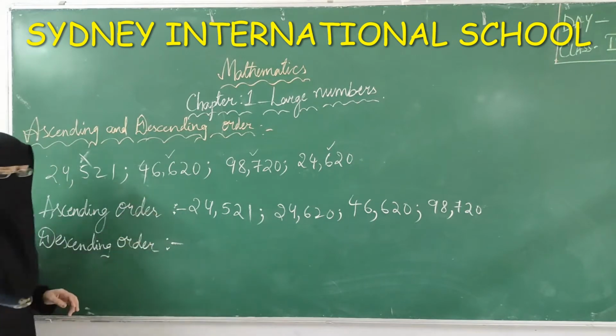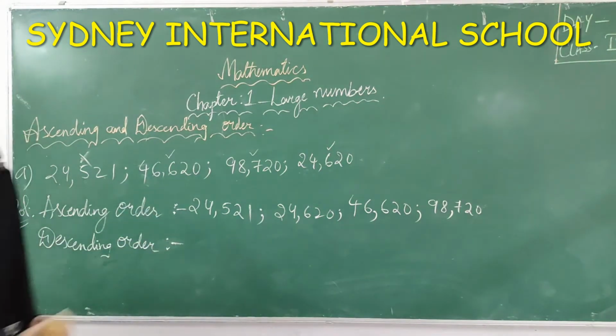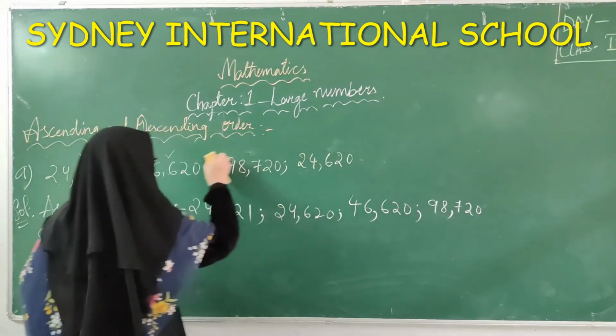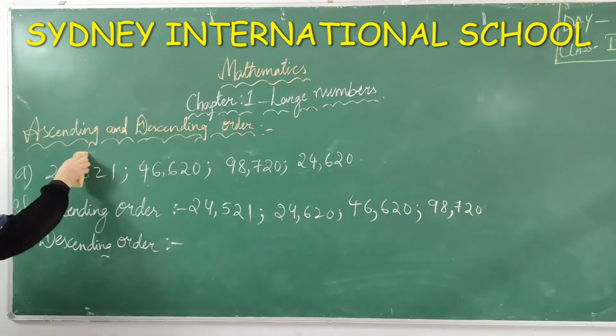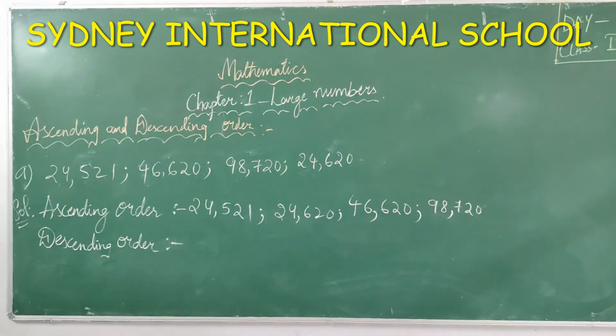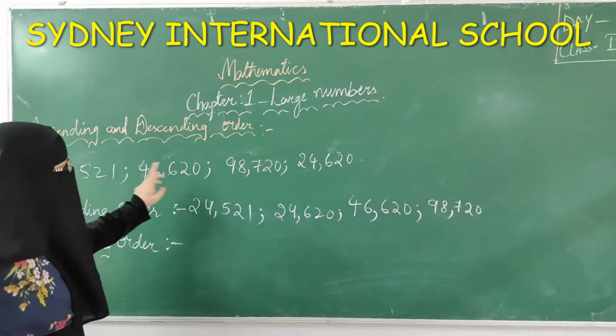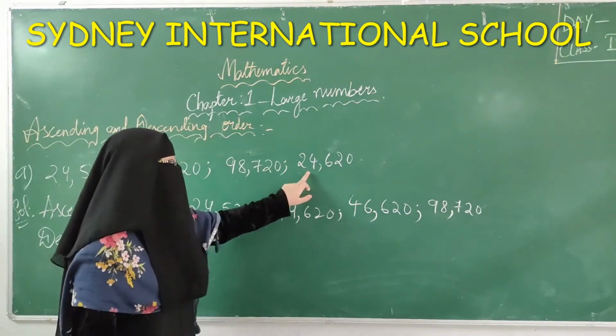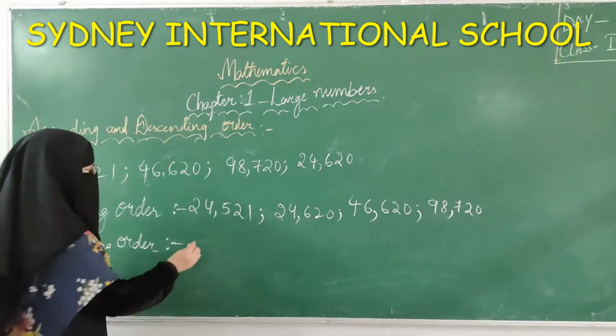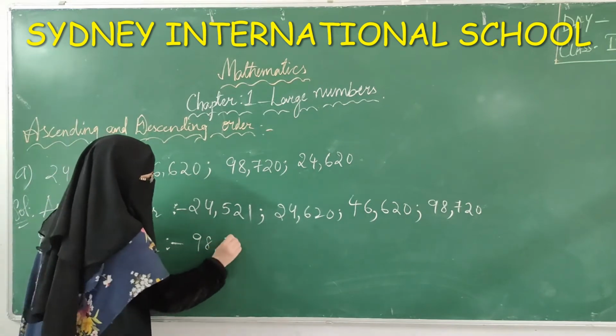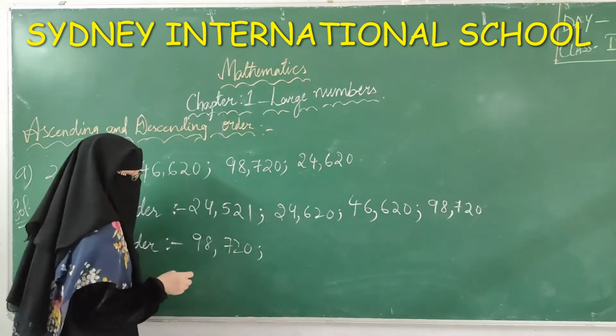Which is the biggest number among this? 24,521, 46,620, 98,720, 24,620. Which is the biggest among this? Here 24 is small, 46 is small, 98, 24. 98 is biggest. So 98,720 is our biggest number.